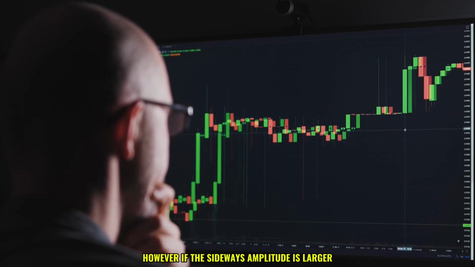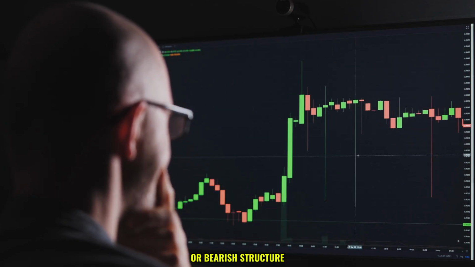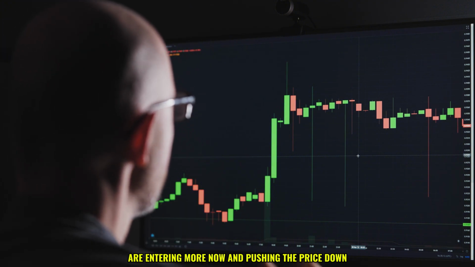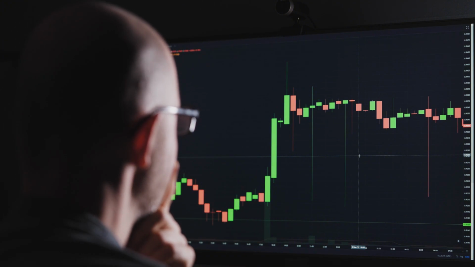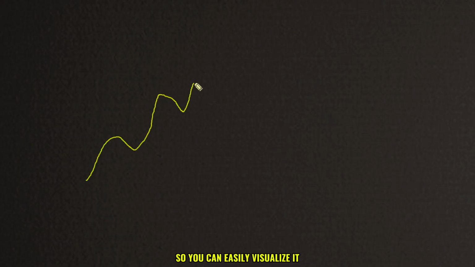However, if the sideways amplitude is larger, it will have more influence on the previous bullish or bearish structure, because we clearly see that the sellers are entering more now and pushing the price down deeper. Now we will look into a specific example so you can easily visualize it.